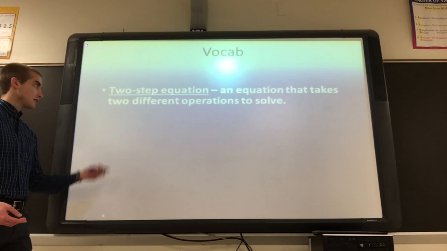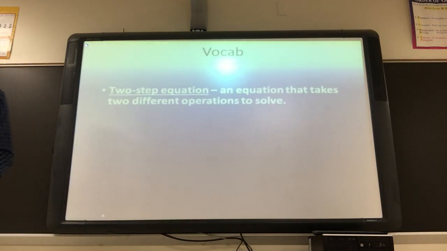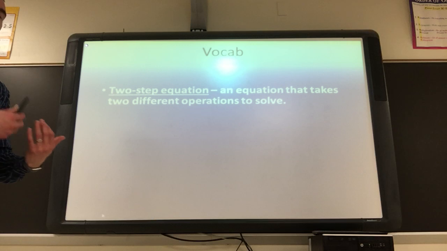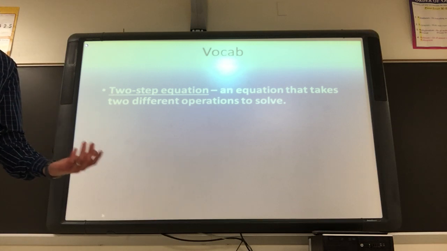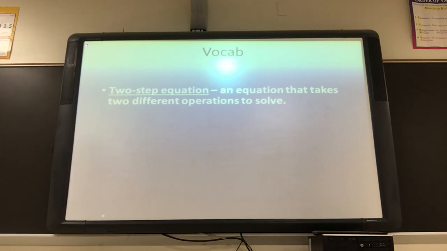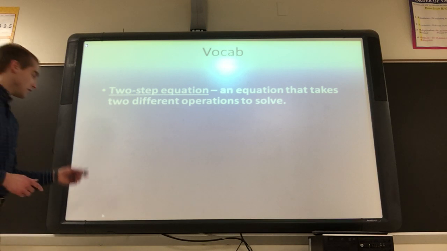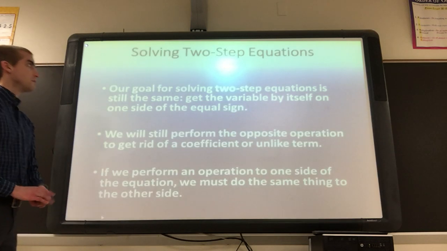So that's exactly what this says. A two-step equation is an equation that takes two different operations to solve it. So different operations would be like adding and multiplying, subtracting and dividing. So we're going to have to do two of those steps in order to solve for our variable. If you need to pause and finish getting that down, you can, but we're going to move on.